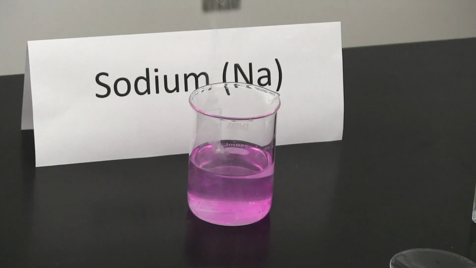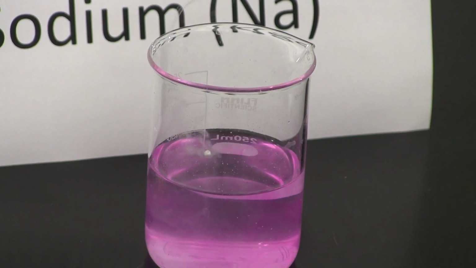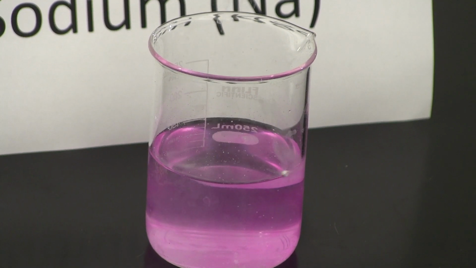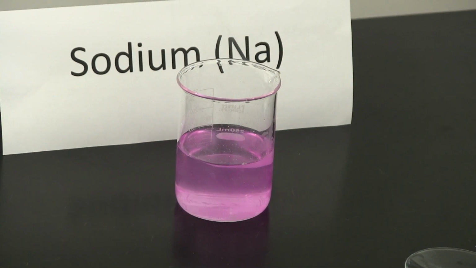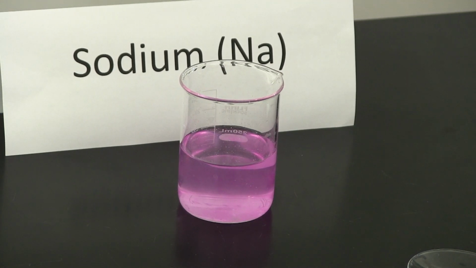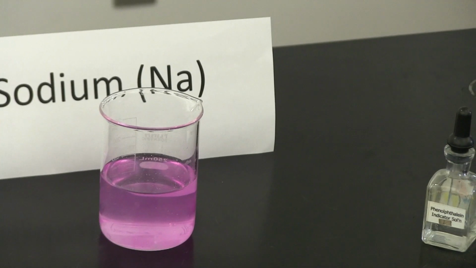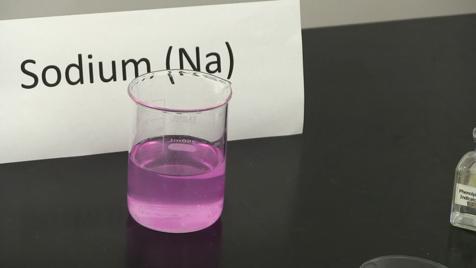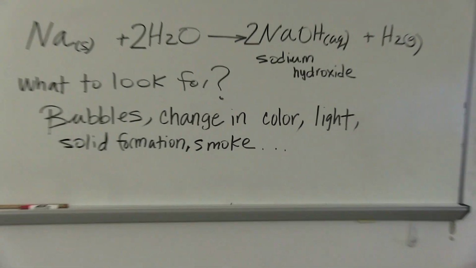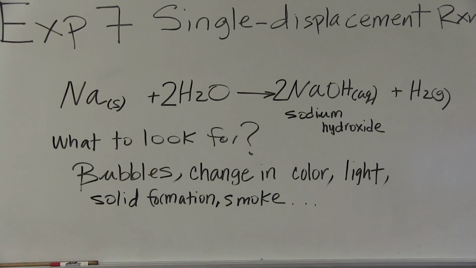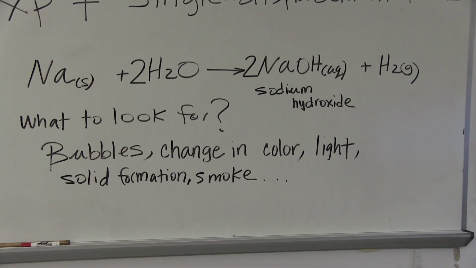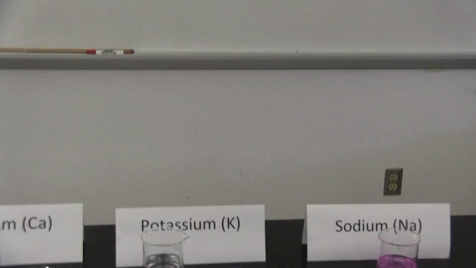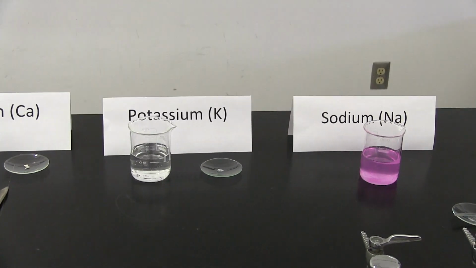If you see bubbles, if you see flames, light, if you can see smoke, please record that all in your observations, please. So as you can see, the solution turned pink. That's evidence that hydroxide indeed formed. And again, the reaction is on the board here. What happened again is sodium displaced hydrogen from water and it produced sodium hydroxide and it also produced hydrogen gas, hence the bubbles. The next reaction I'm going to perform involves the element potassium.